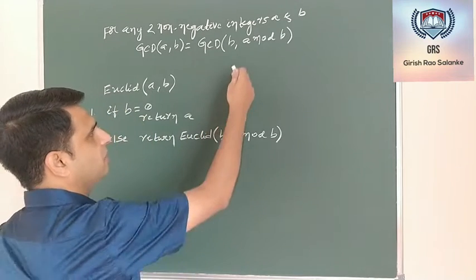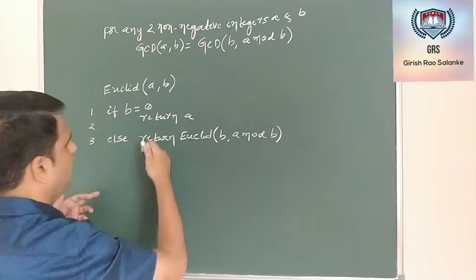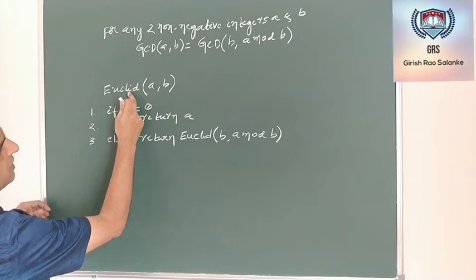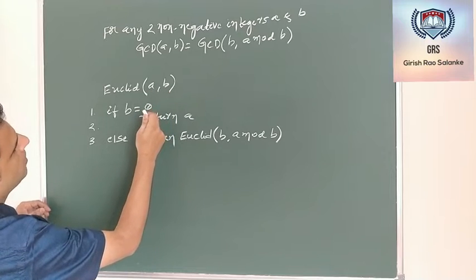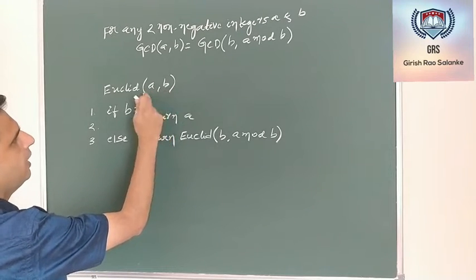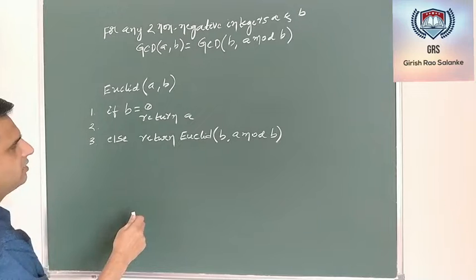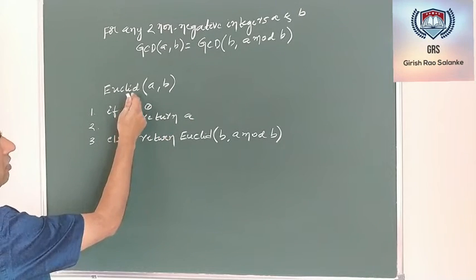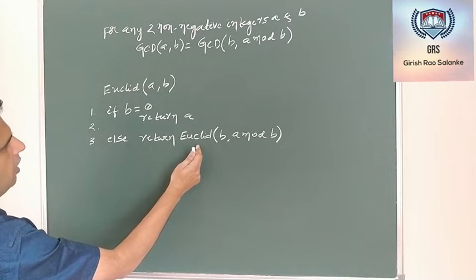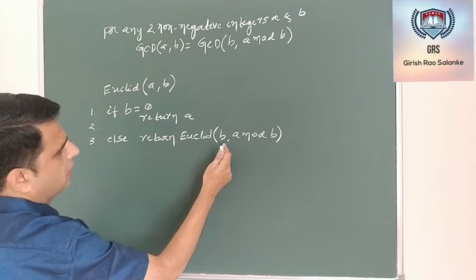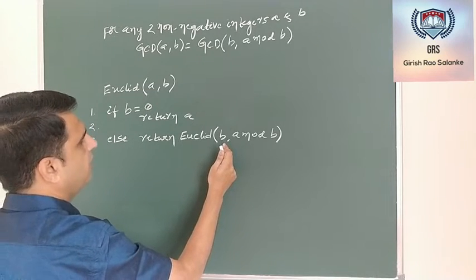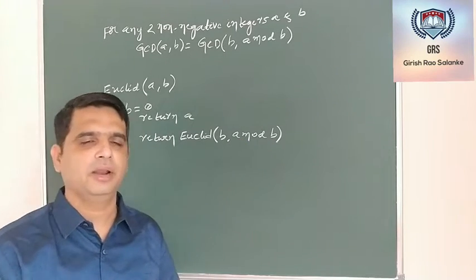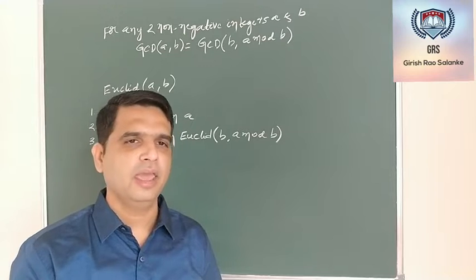Now the same recursive definition is put in the form of a pseudocode. If you see, I have named the algorithm Euclid's, to which I have passed two arguments, A and B. A and B are two non-negative integers. Now if B is equal to 0, return A. If not, recursively call Euclid's algorithm with two arguments. The first argument is B and the second argument is A mod B, which is nothing but the remainder obtained on dividing A by B.